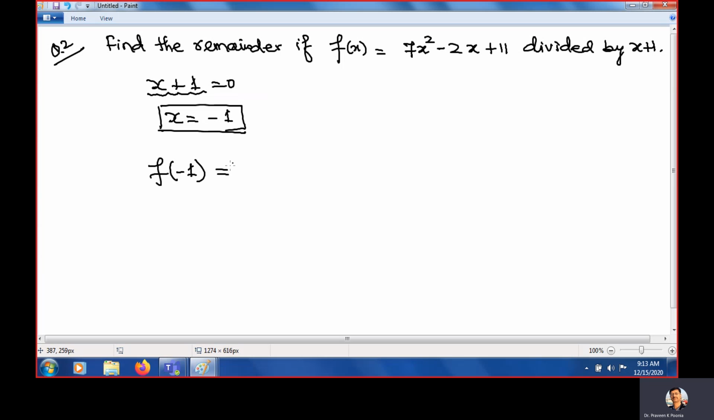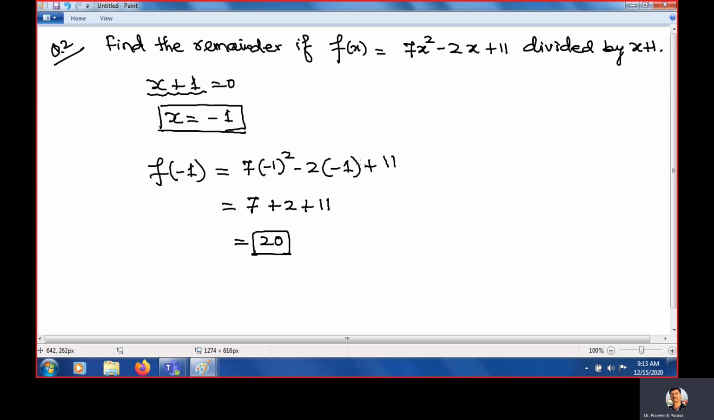f(minus 1) is equal to 7 times minus 1 power 2 minus twice of minus 1 plus 11. Minus 1 power 2 is 1, 7 into 1 is 7, minus minus becomes plus, 2 times 1 is 2, and plus 11. 7 plus 2 is 9, plus 11 is 20.